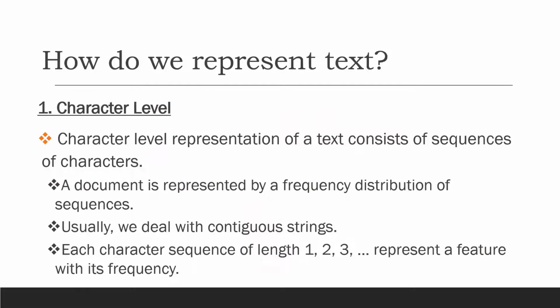Okay, now we will look at how we will represent text. Someone tell me how you will represent text. Sometimes you will represent text as a character level representation.